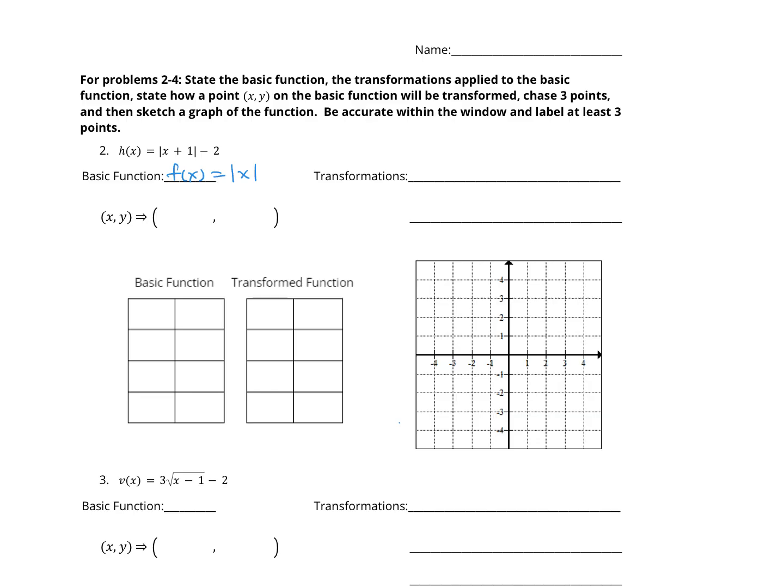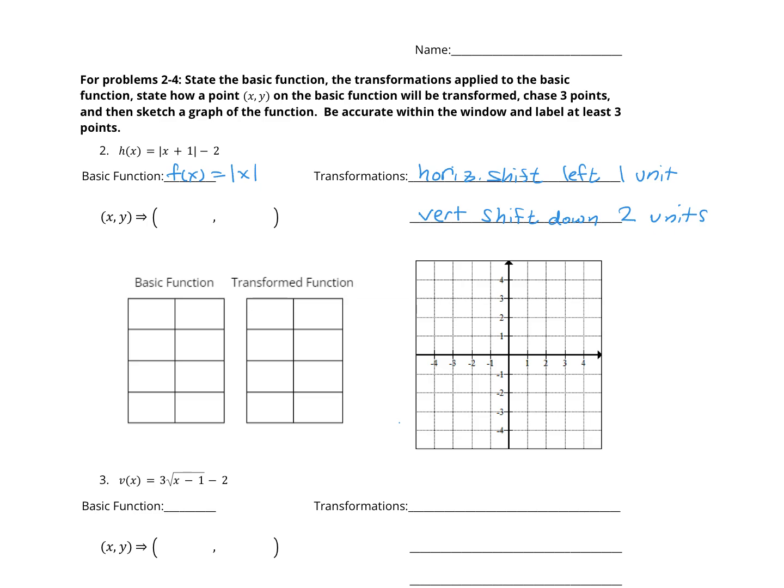We're adding a 1 inside of the absolute values, so that's going to be a horizontal shift to the left 1 unit. So we'll abbreviate. Again, that's a horizontal shift to the left 1 unit. And then we have a -2 or a subtraction of 2. That's going to be a vertical shift down 2 units.